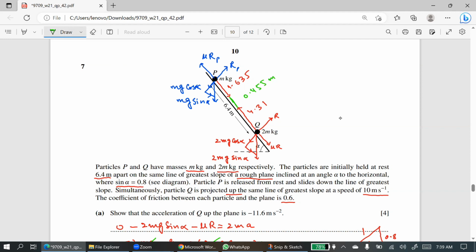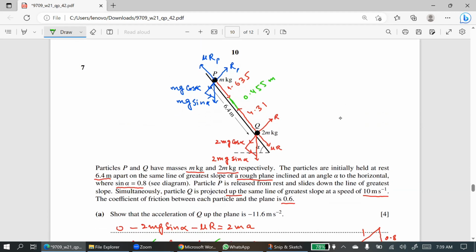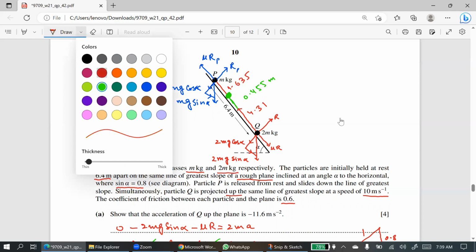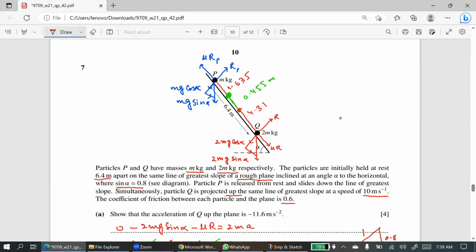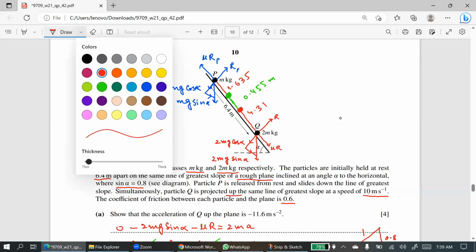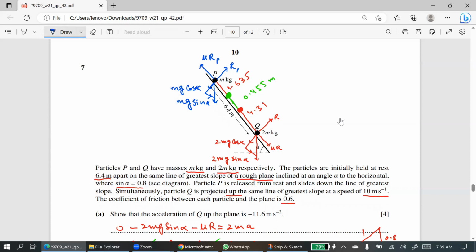Now, at time t equal to 0.862, particle P is at this position and particle Q is at this position. Suppose they will collide at this position in the downward motion.